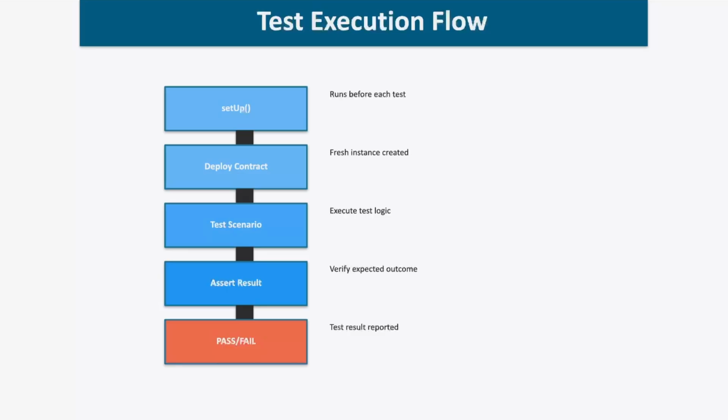Then your test function executes. In test increment, we call increment. We check the result, assertEq(counter.count, 1). If it's true, the test passes. If it's false, the test fails. After the test finishes, that instance is discarded. The next test gets a fresh instance. This isolation is critical. Every test is independent. Tests can run in any order and results are consistent. This is what makes testing reliable.